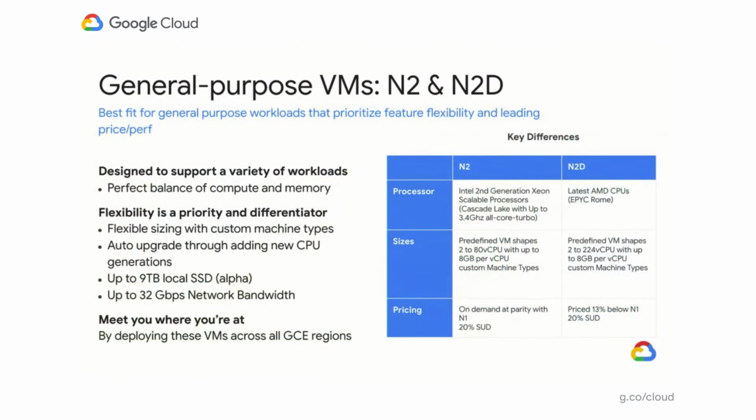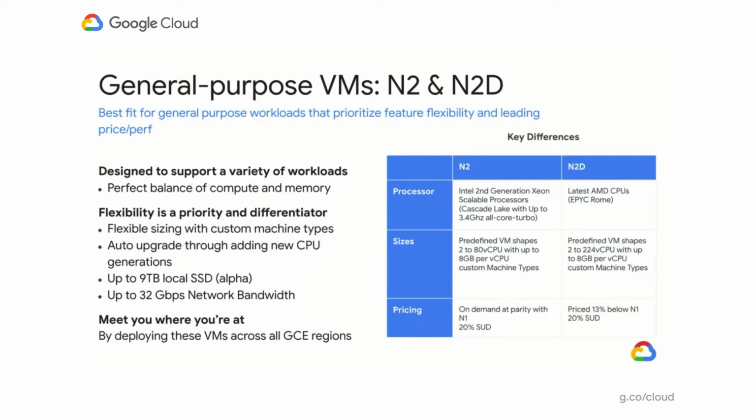General purpose N2 and N2D VMs are designed to support a variety of workloads, offering a perfect balance of compute and memory resources with up to 200 vCPUs and 800 gigabytes of memory. Flexibility is really a core priority and differentiator for this VM family. Our virtual machines under N2 and N2D enable you to right-size your resources, which is a great cost-saving feature. They also enable you to auto-upgrade to new CPU generations as we launch the latest architectures in the market.